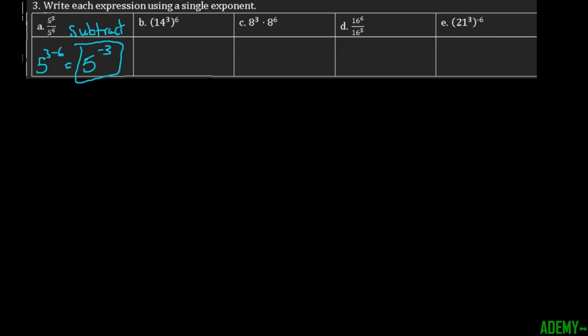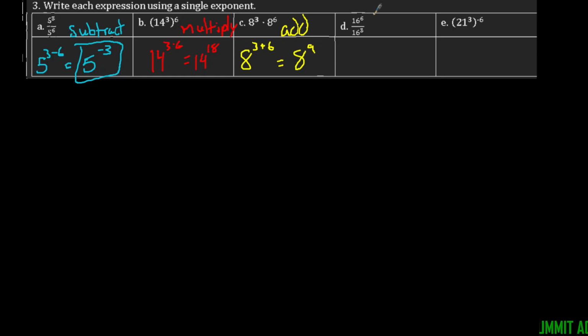Then I can say for the next one, we are multiplying the exponents together because we are raising a power to a new power. So we're going to say this is going to be 14 to the third power times 6, which is equal to 14 to the 18th power. Then for the next one, we are adding those exponents. So this is going to be 8 to the power 3 plus 6, which is equal to 8 to the 9th power.